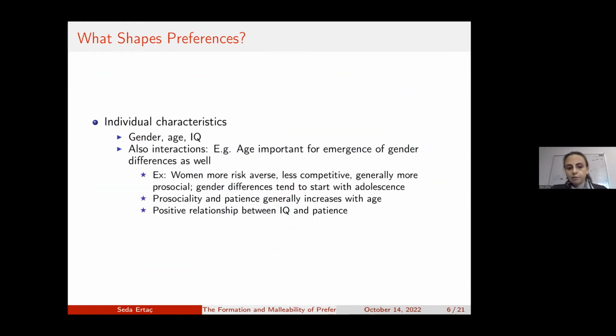So then the next question is, let me check the time. What shapes preferences, right? Here I'm not going to try to give you a full list of results because some results are ambiguous, they are heterogeneous with respect to age, there are interactions, but maybe I can give a couple of examples under each domain. So within individual characteristics, gender, age, and IQ are important, and these have interactions as well. For example, women are more risk averse, less competitive, but these differences may emerge with adolescence with no differences being visible when children are young. Prosociality and patience generally increases with age. There may be a positive relationship between IQ and patience.